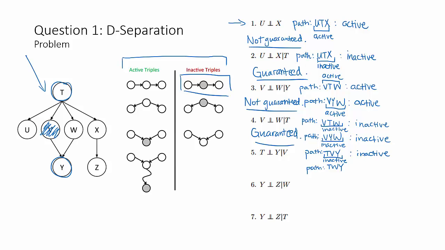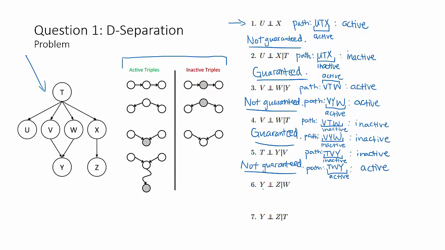Let's look at the second path, which again only has one triple, TWY. TWY, that's a causal chain triple with the middle node unobserved, and so this triple is active. Since all the triples along this path are active, this path is active. And so since we have found at least one active path between T and Y, it's not guaranteed that T and Y are conditionally independent given V.